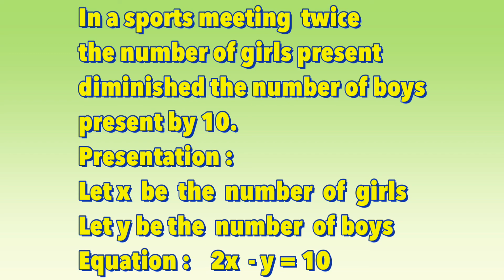Then the number of boys present by 10. So the number of boys is assigned in our representation as y. So that's why our equation is 2x minus y. Then present by 10, so this is equivalent to equals. So our final answer now is 2x minus y equals 10.